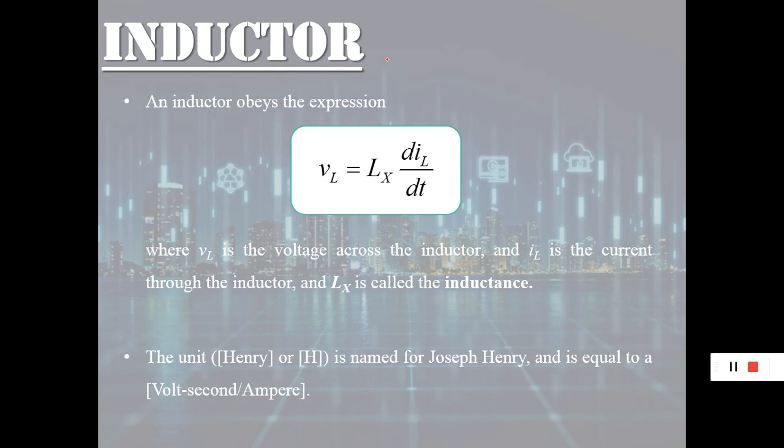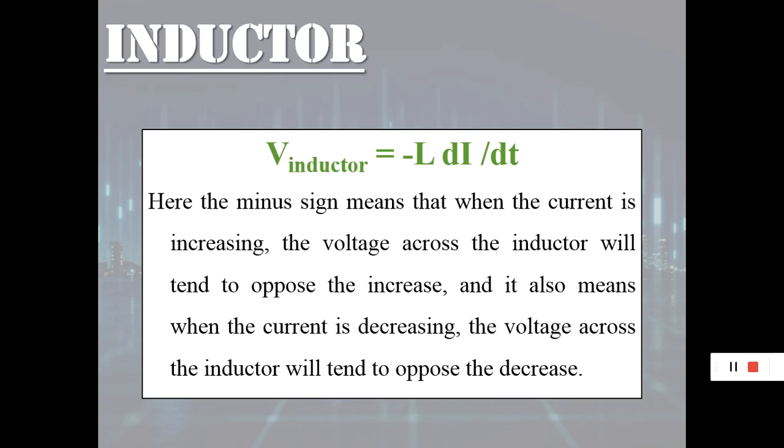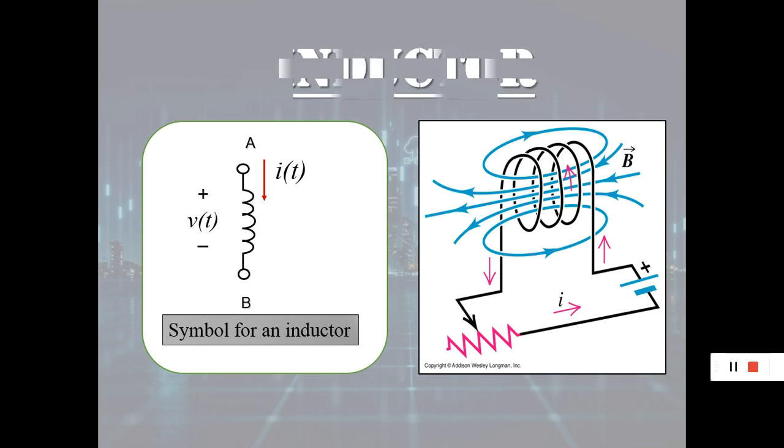So this is the equation which states that V equals L di over dt. Here di is the change in current, and dt is the change in time. L is the inductance, and V is the voltage across the inductor, and the unit is Henry. This is why there is a minus sign, because of the opposition.